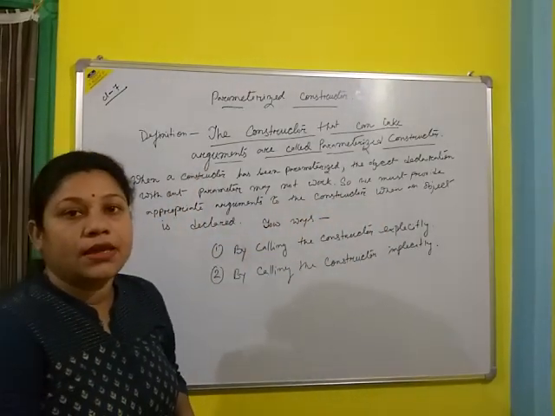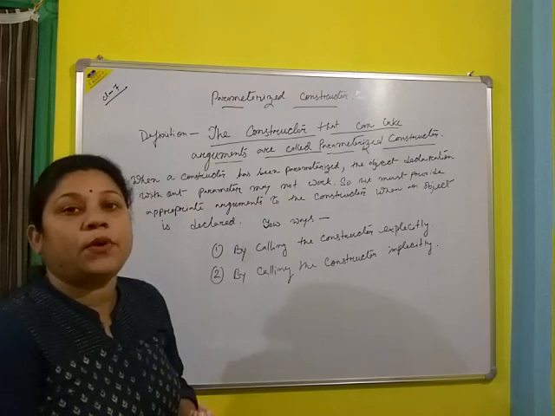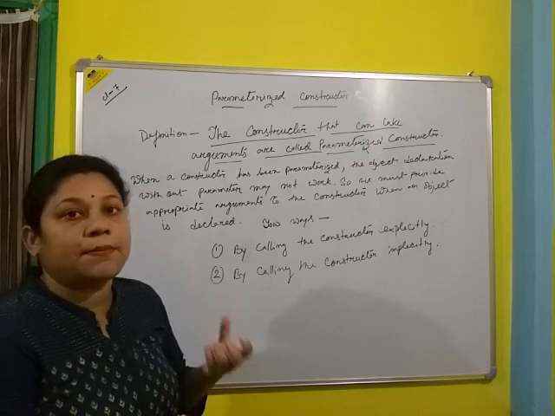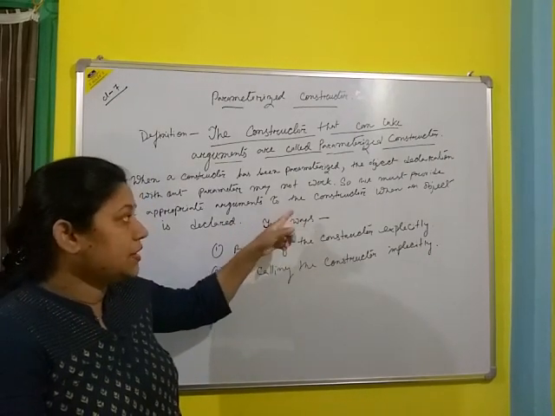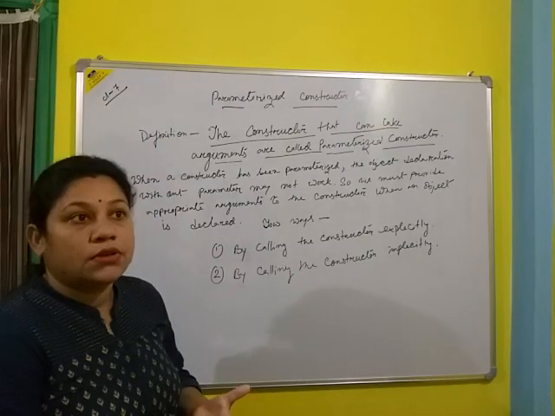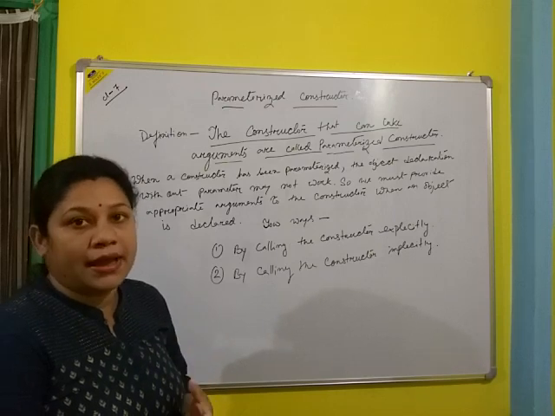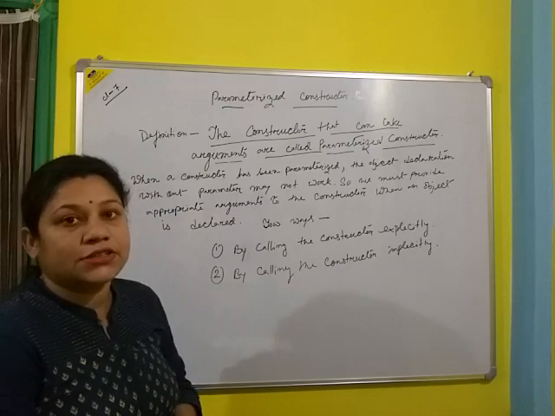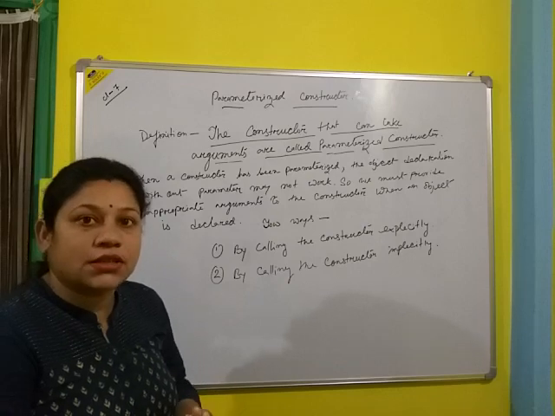is declared. That means whenever you declare the object, you pass appropriate arguments so that we can execute the parameterized constructor. So it is important that if you are creating a parameterized constructor, you must provide arguments to the object at the time of its declaration, so that you can execute the parameterized constructor.